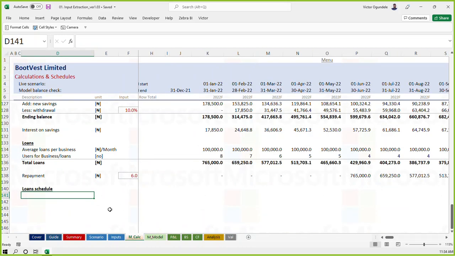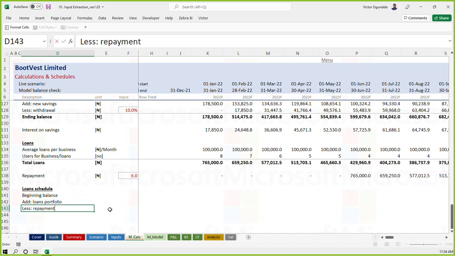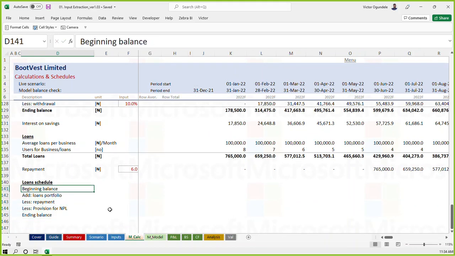So let's build our loan schedule. We have the beginning balance. We have additions, where we are adding loans given. We are deducting our repayment, and then we are deducting our provision for non-performing loan. Then we have the ending balance. Okay, we should call it loan disbursed. Thank you for that.